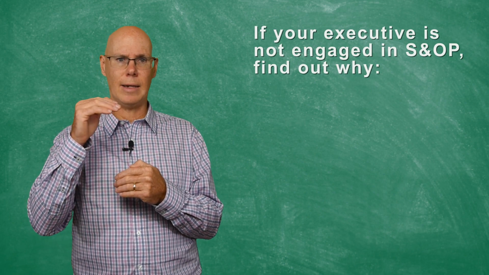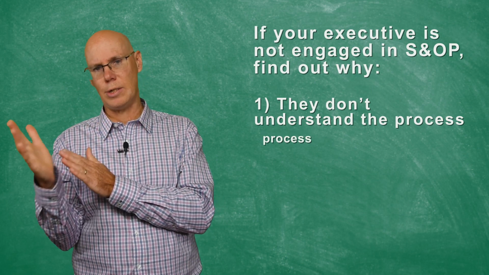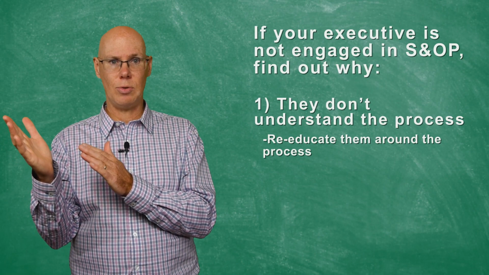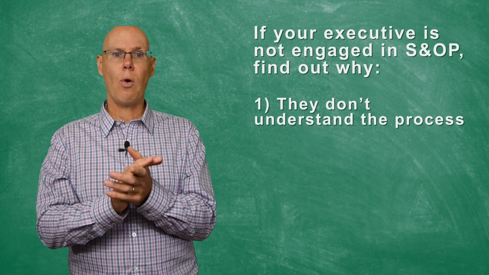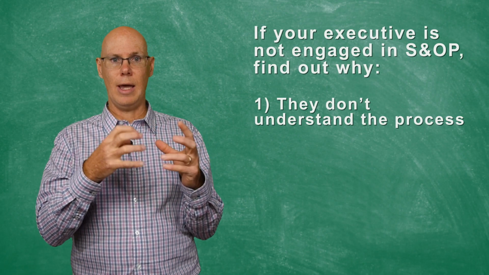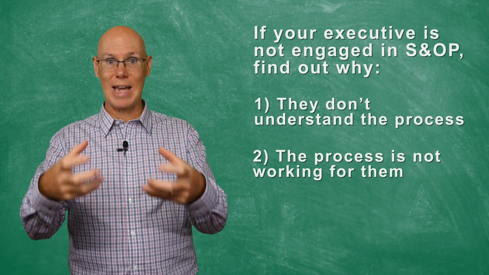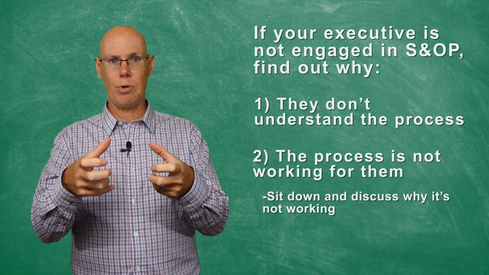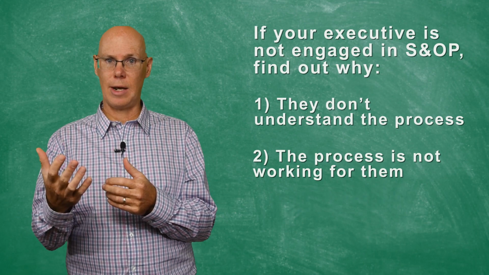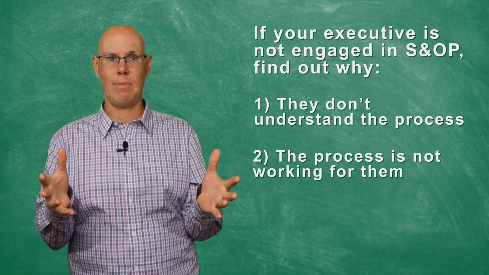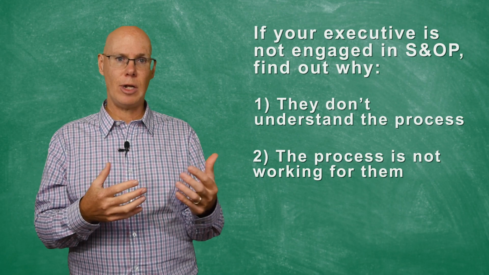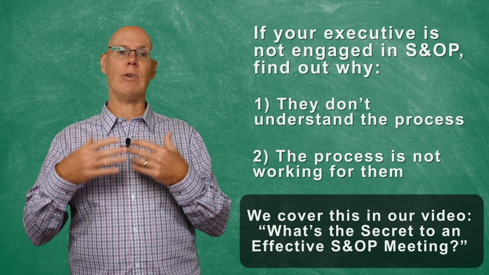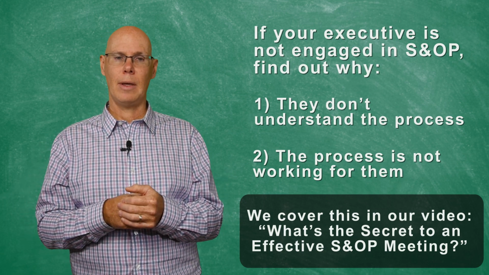So if your executive's not involved, you need to start in one of two places: understanding why. Is it that they don't understand the process and you need to focus on some education and level setting as to what the process does? Or you have a process and it's not working for that executive, so you need to sit down with that executive and go through why it's not working. As I said, it often comes down to the structure of that executive meeting. I've covered this in other videos, but it's about doing this family by family, having the data available ahead of time, and having those that are accountable presenting the data.